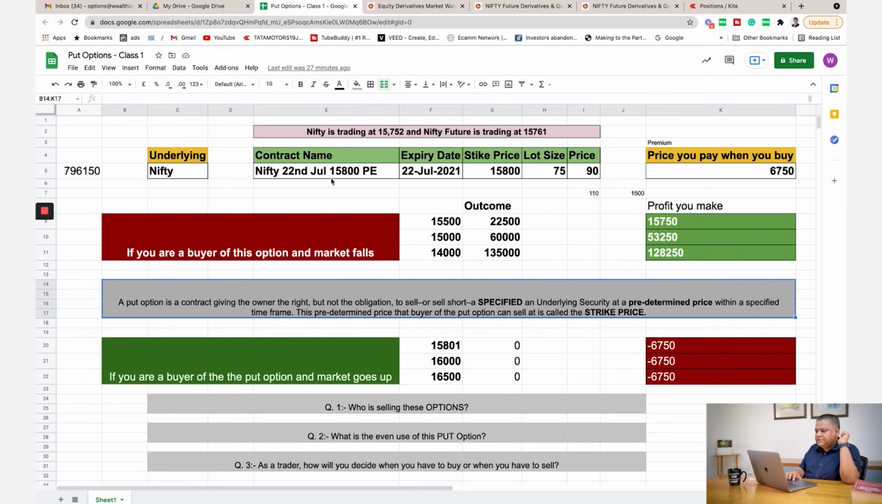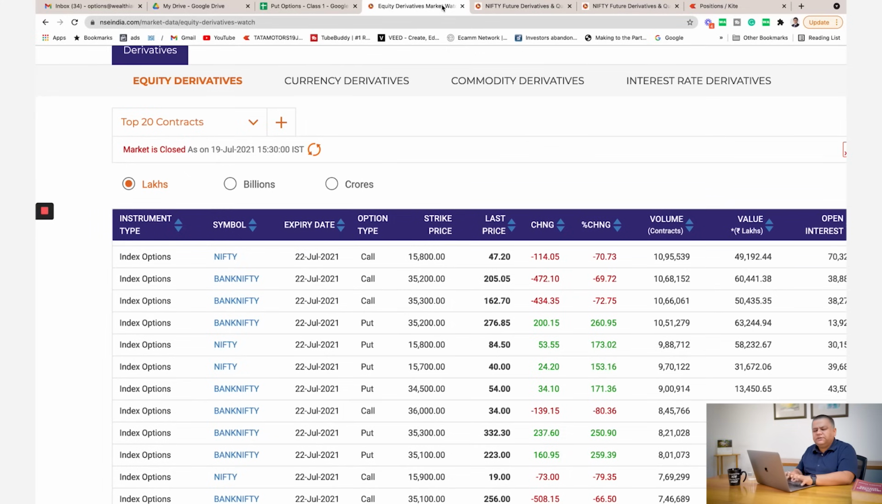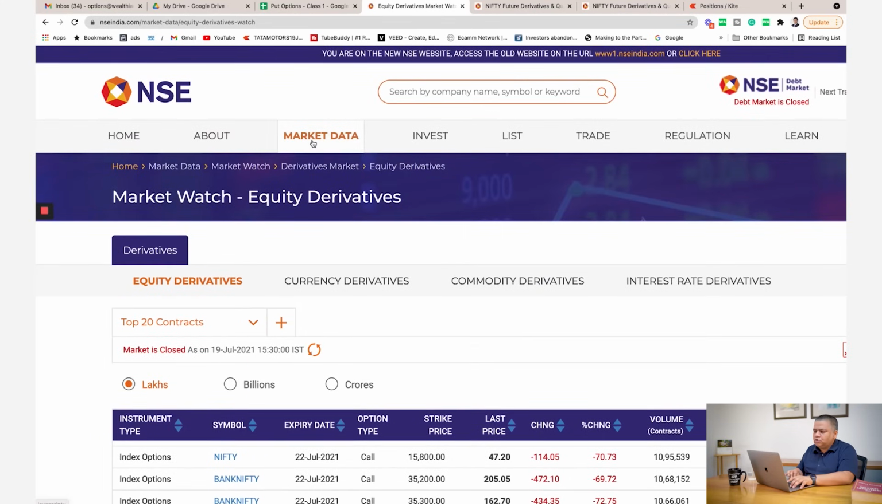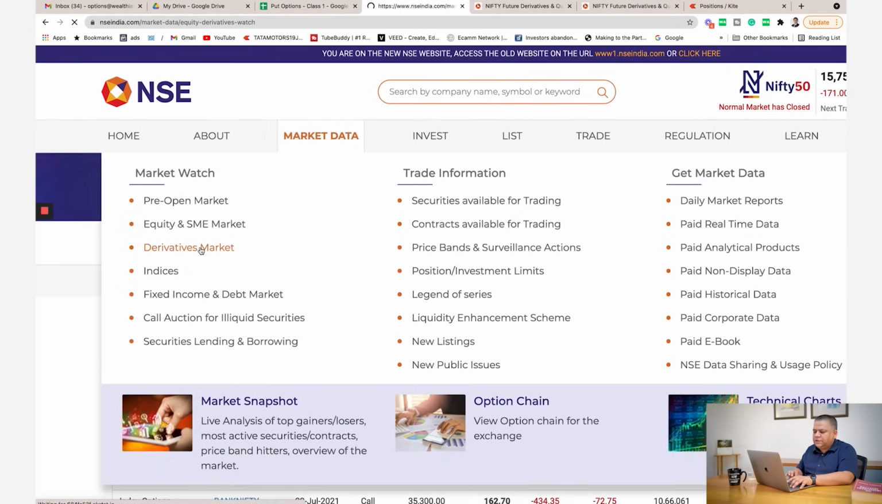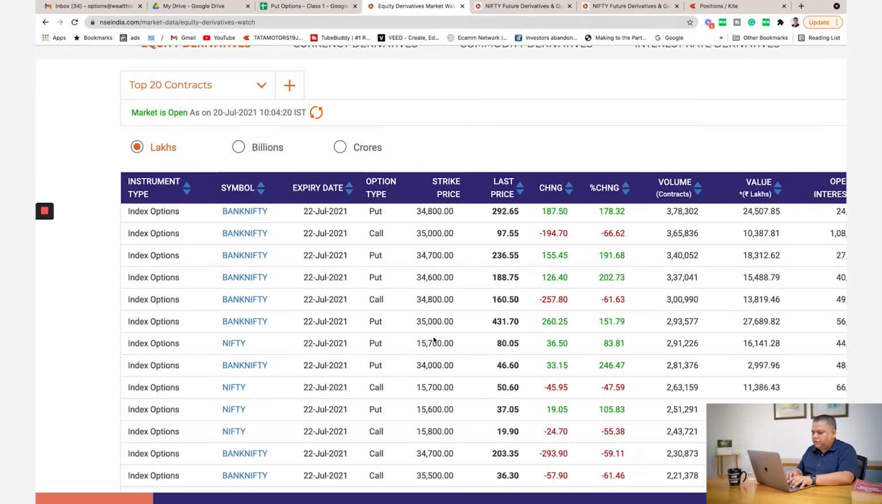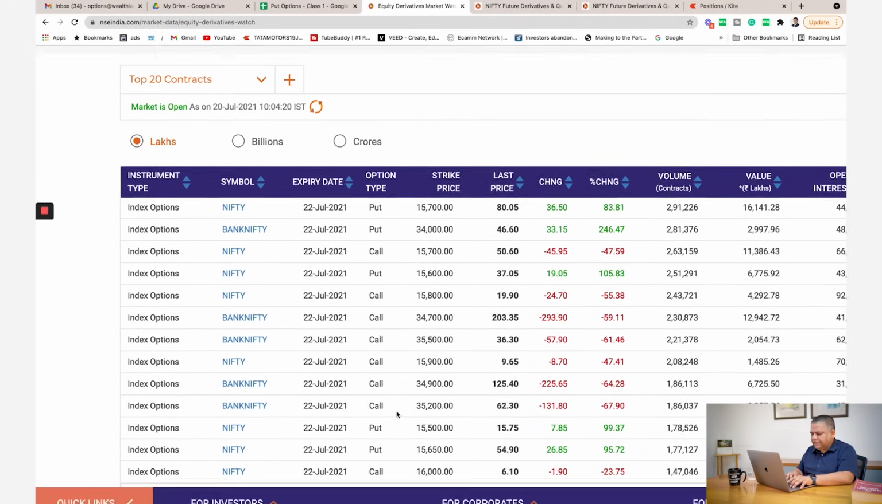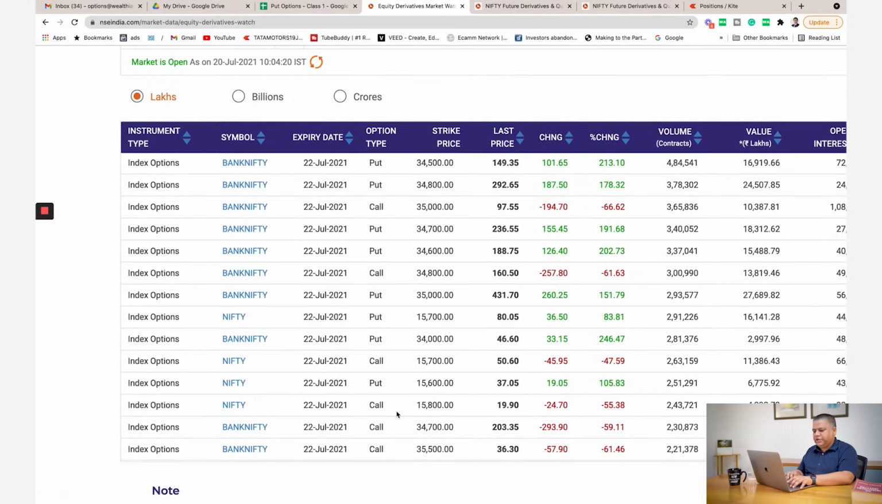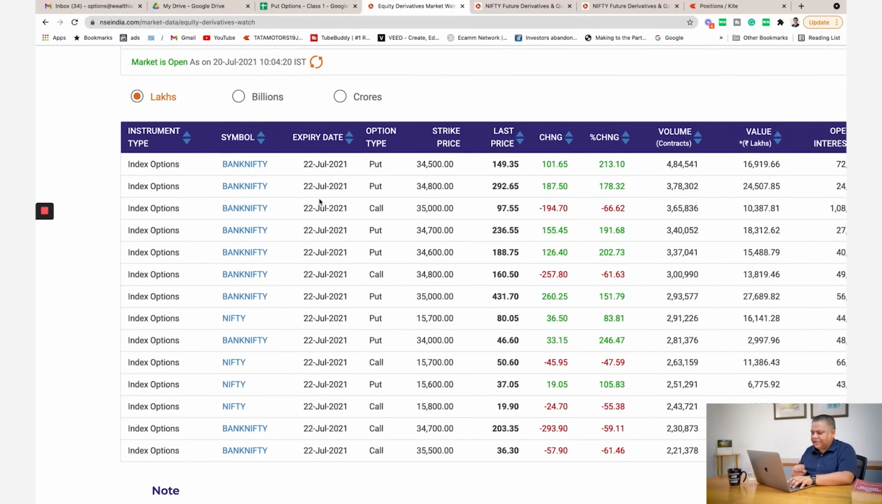I have taken a few references. Let's say we have a put option called Nifty 22nd July 15,800 put. Yes, you can take a similar kind of contract from the NSE website. How do you go? You go to market data, equity market, derivative market. Here you see the top 20 contracts. One of the contracts I have taken is Nifty put 15,800. Right now it is not there. So I will take the most active put contract, which is 15,700.